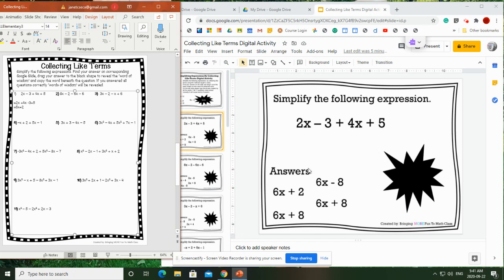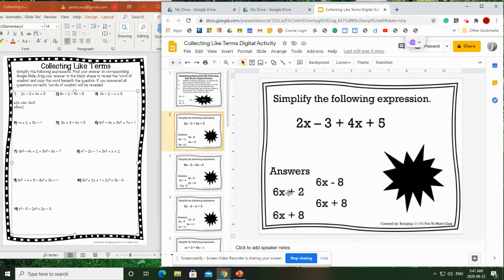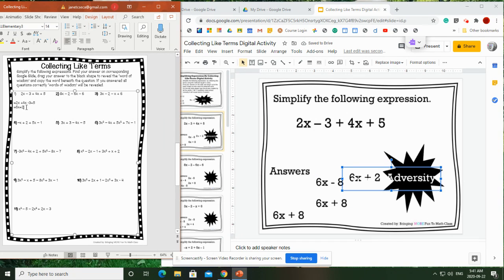So I would come here for my answers, and I'm going to look at 6x plus 2. One thing you want to make sure is that it's highlighted. The answers are a little close together, so you want to make sure the correct one's highlighted. So 6x plus 2, you can drag and then drop. And then the first word for this is adversity. So I would go back to my worksheet and I would type in adversity, or they would write in adversity. I wouldn't expect them to type this. I would expect this to be handwritten.